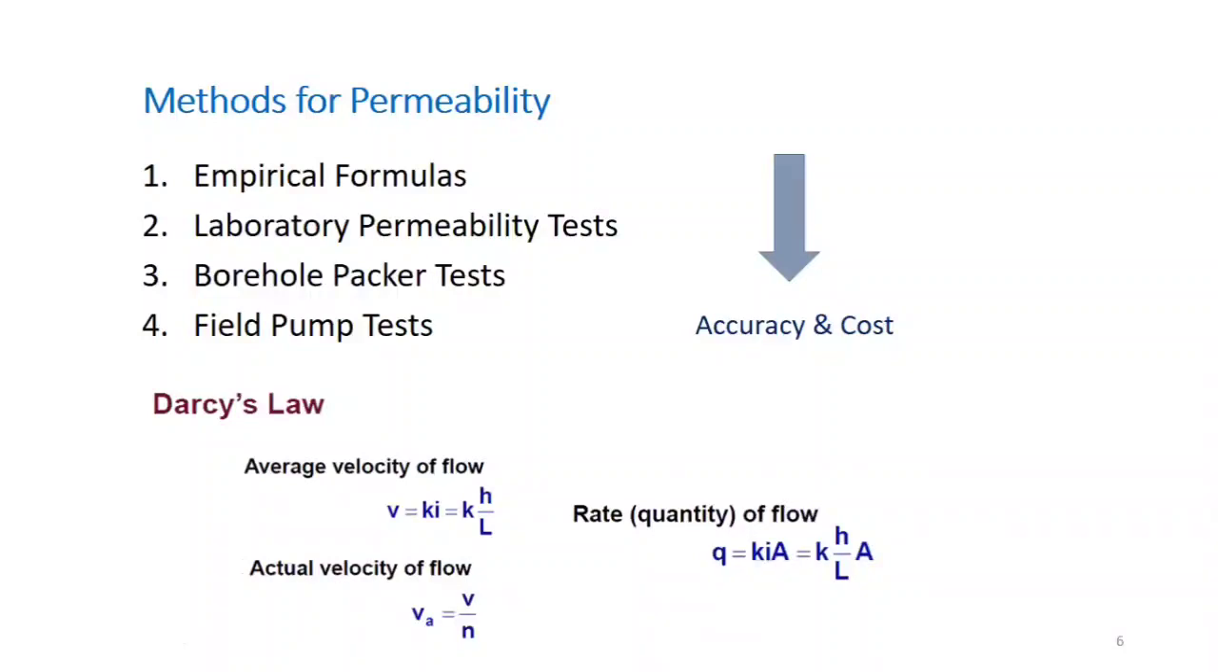You need to calculate the quantity of flow, again by Darcy's law, which is K times i times A: permeability multiplied by the hydraulic gradient, and then multiplied by the area. So this is the area I was talking about. If this area includes the area of the solids as well as the area of voids, then in this expression the velocity Ki is actually the average velocity. But if you divide Ki by n, you get the actual velocity of flow, or seepage velocity.